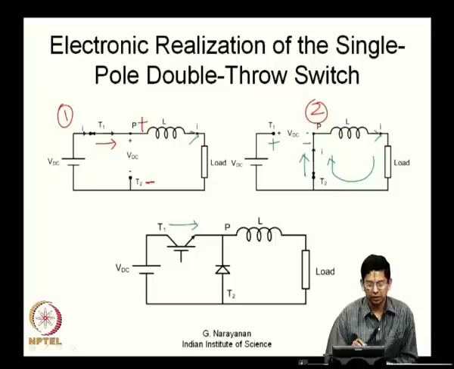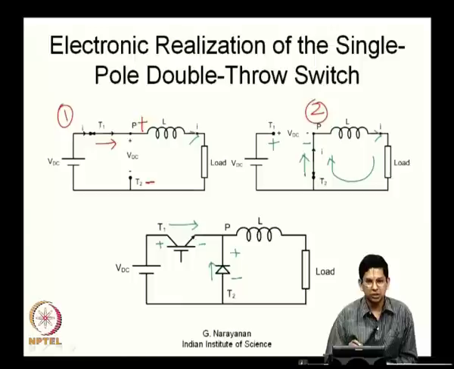In state 1 the transistor conducts in this direction, and similarly a diode fits the bill for the other one. So, in the so-called state 1 the transistor conducts in this direction and the diode blocks with this polarity, and in the so-called state 2 you have the transistor blocking like this and the diode conducting like this. So, you have a transistor connected between P and T1 and a diode connected between P and T2.